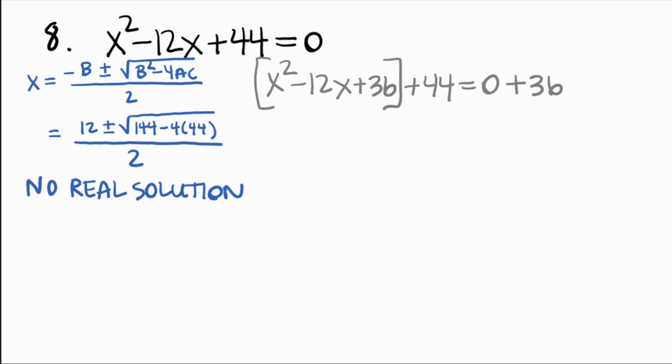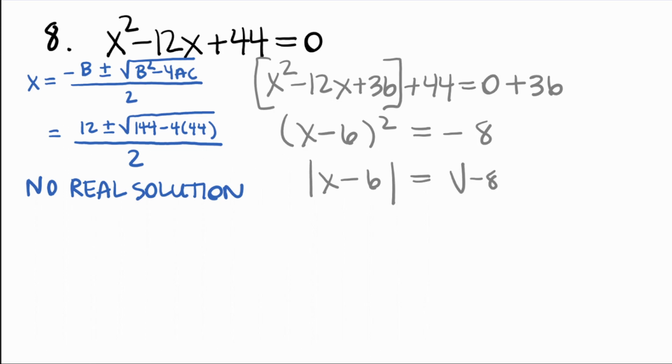I'm going to factor up the thing in the box, the x minus 6 squared, subtract 44, and then, okay, when I go to take the square root of both sides, I'll get the square root of negative 8. And that's not a real number, so I would say no real solution.